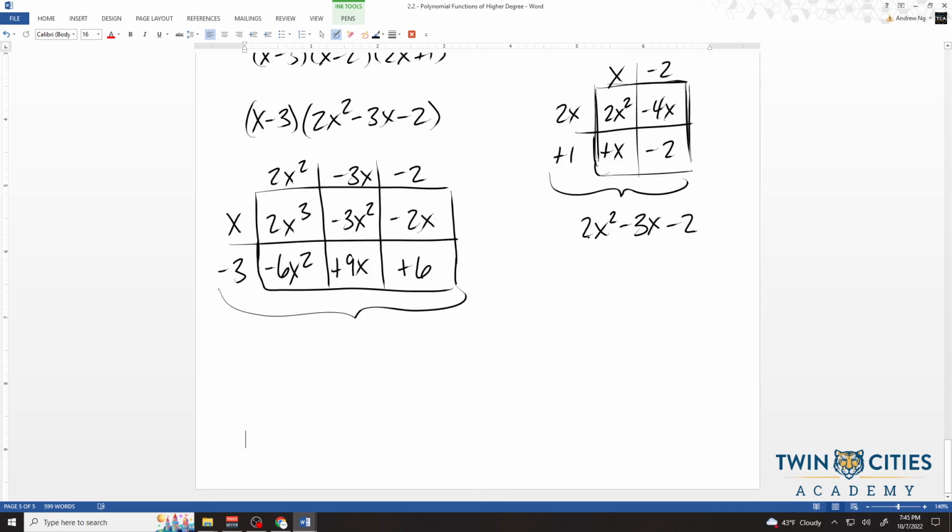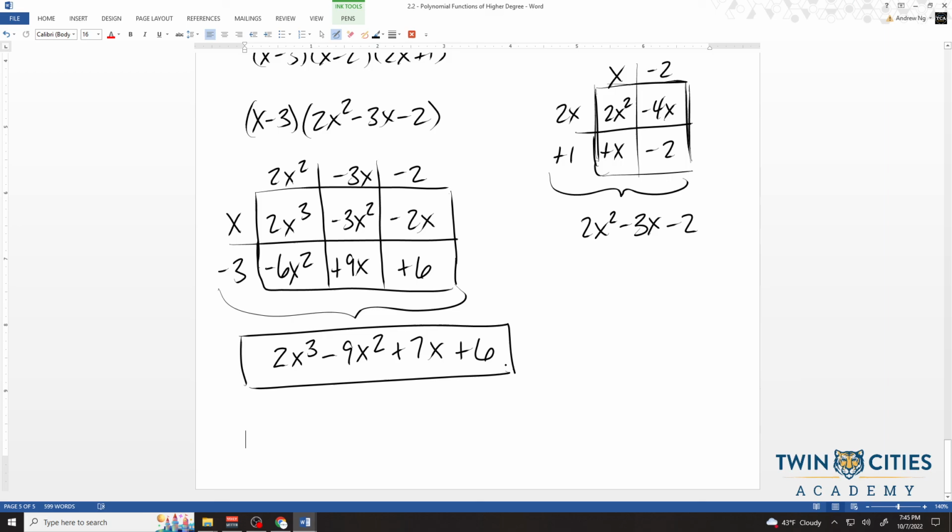Okay, combining like terms here. I've got 2x to the third. I've got two terms with x squared here. So I've got negative 6 plus negative 3. So this is going to make negative 9x squared. 9x and negative 2x are going to combine to make positive 7x. And lastly, just plus 6 at the end. So this is my polynomial function with those three factors.